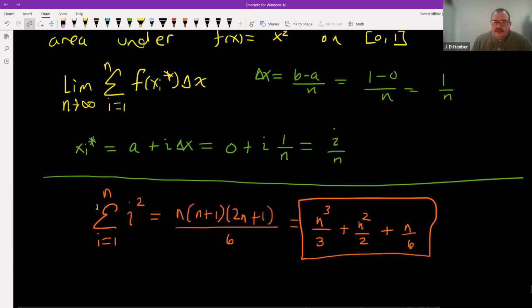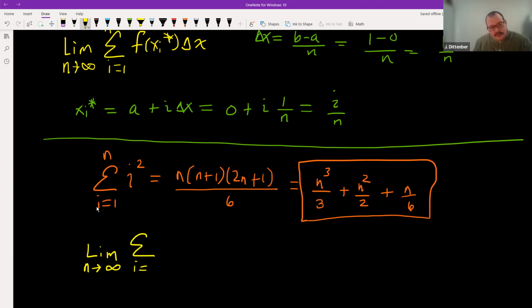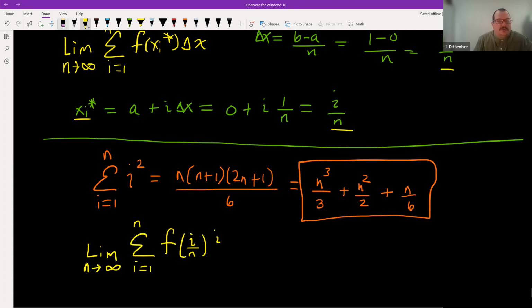Okay, so let's write down the formula. We're going to get the limit as n goes to infinity of the sum from i equals 1 to n. This time our f of xi star, which is right here, is f of i over n times delta x, which is just 1 over n. So delta x is 1 over n.